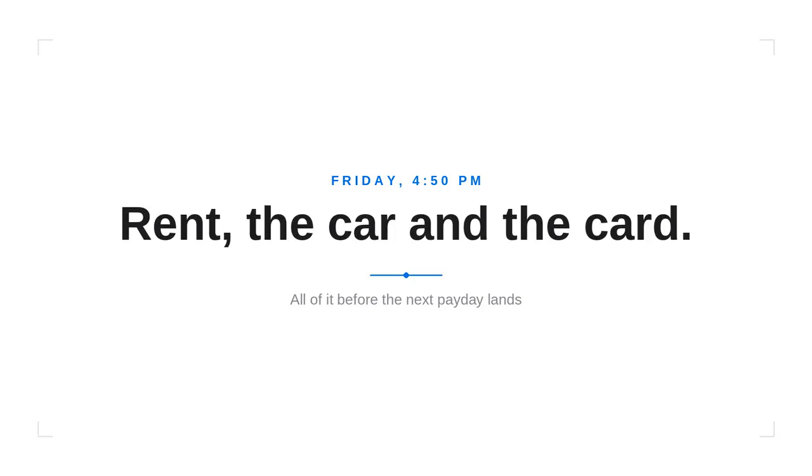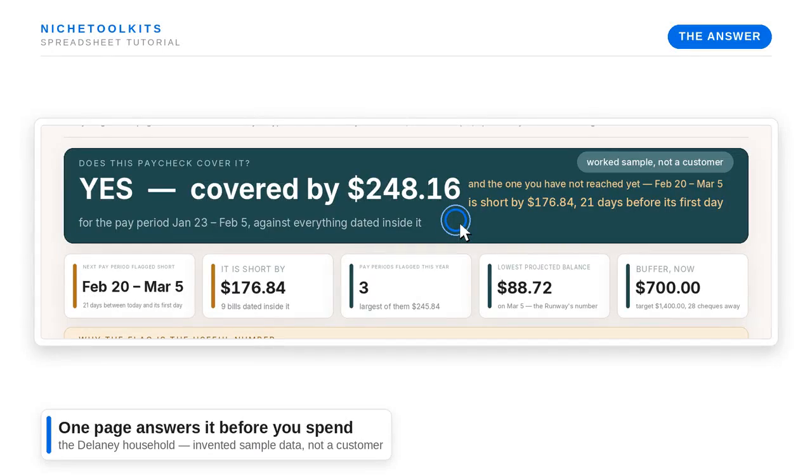It is Friday afternoon. Rent, the car, and the card are all due before the next payday lands. You do the sum on your phone, and it nearly works. Nearly. Here is where we end up. One page. This period is covered by $248.16. The one you have not reached yet is not, and the file already knows. 10 minutes to set up.